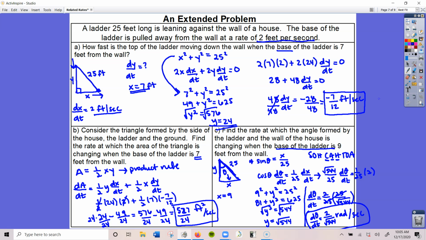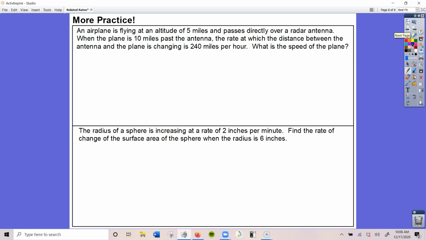Okay, let's look at another example. I told you we would be doing lots of examples. And this one is another type, like a part of an FRQ. These two are completely separate, but these are typical type questions. So this first one: an airplane is flying at an altitude of 5 miles and passes directly over a radar antenna. When the plane is 10 miles past the antenna, the rate at which the distance between the antenna and the plane is changing is 240 miles per hour. What is the speed of the plane?